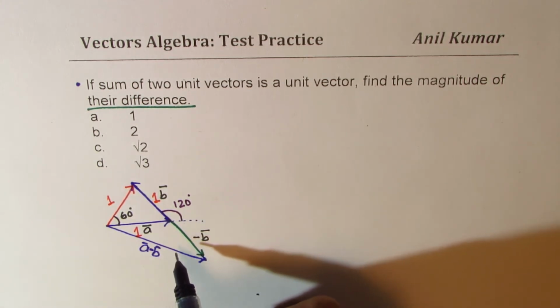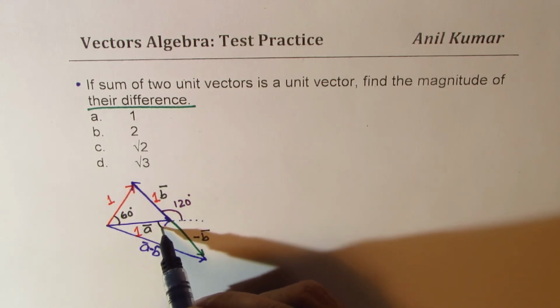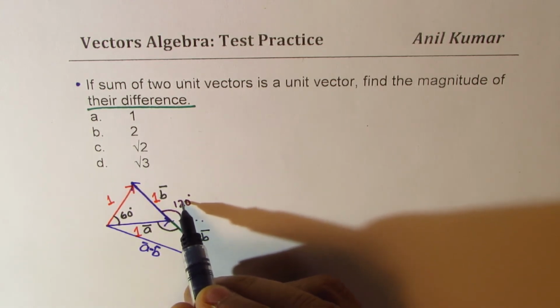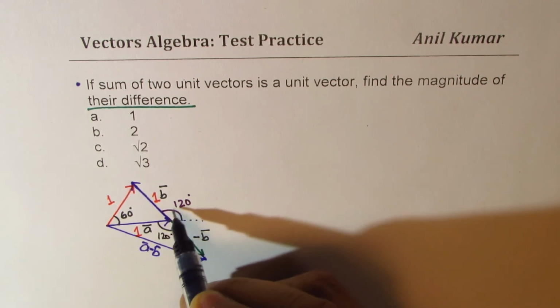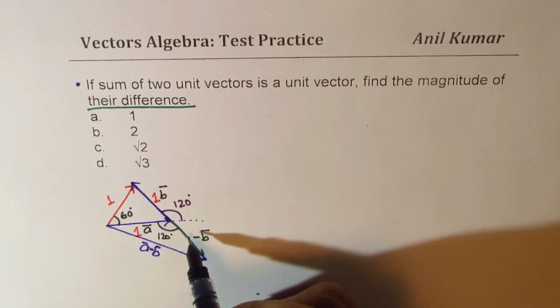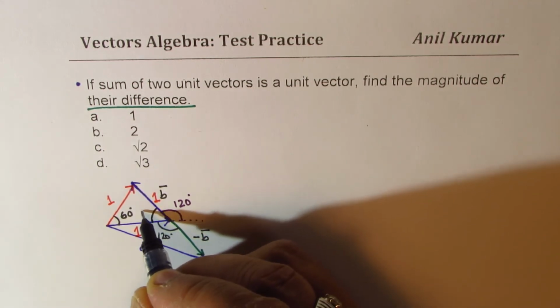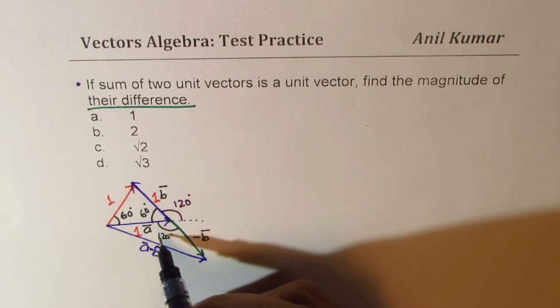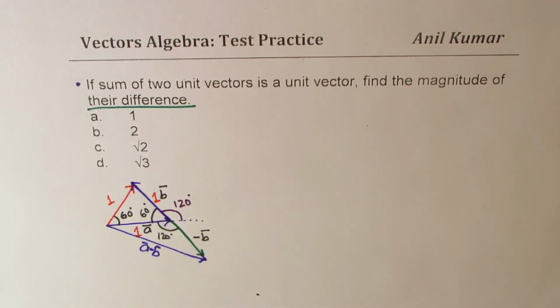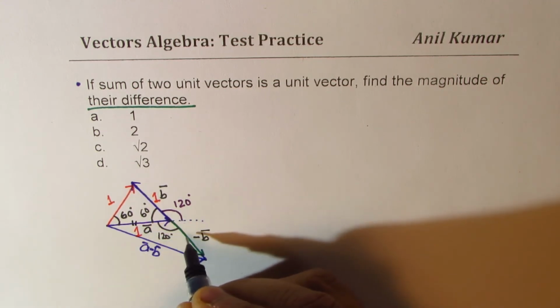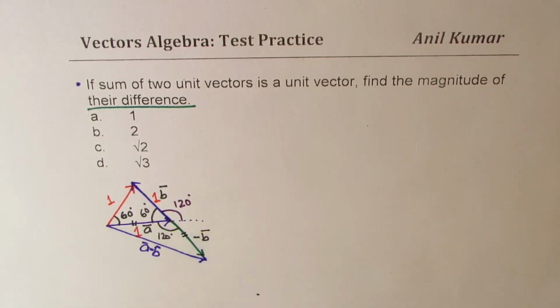So what we know from here is that this angle should also be 120 degrees, right? No, I'm sorry. This angle should be, because here we have 60 degrees, correct? And 180 minus 60 is 120 degrees. So that is how you get this angle as 120 degrees. Now from the diagram, we know the lengths of A and B are the same. They are both unit vectors. So we have an isosceles triangle here, right?